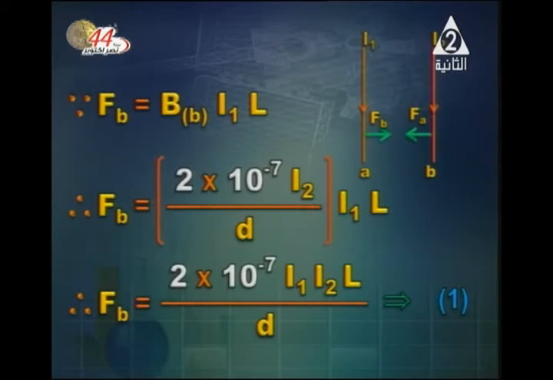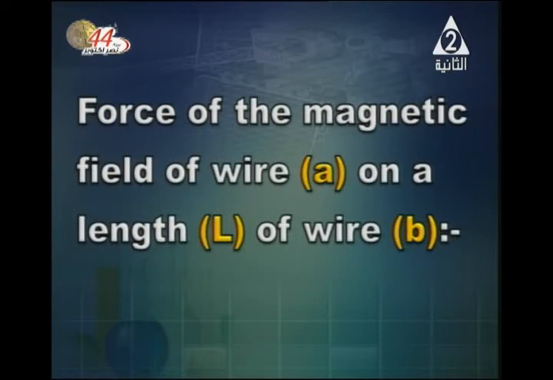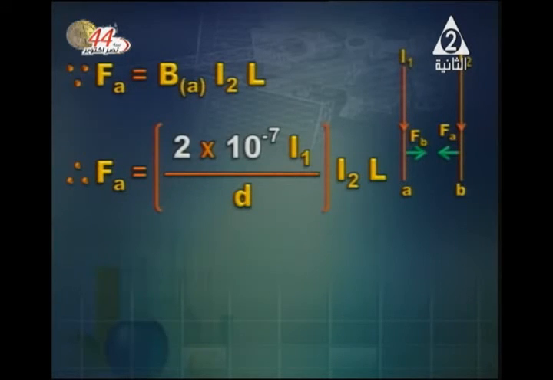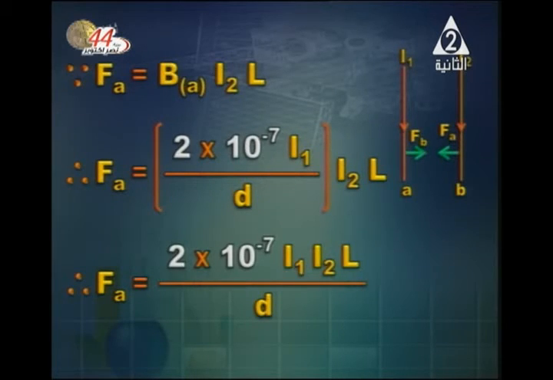And now we'll do something very interesting. We'll calculate the force of wire A on a length L of wire B. So wire A now will act as a magnet to wire B. Force of the magnetic field of wire A on a length L of wire B. Force of A equals magnetic field of A times the current of B, I2, which is the current that flows in wire B, and the length considered of wire B. And of course, the magnetic flux density of wire A equals 2 times 10 power negative 7 I1 over D, between two brackets, times I2L. So we can say FA is equal to 2 times 10 power negative 7 I1 I2 L over D. This is the second equation.